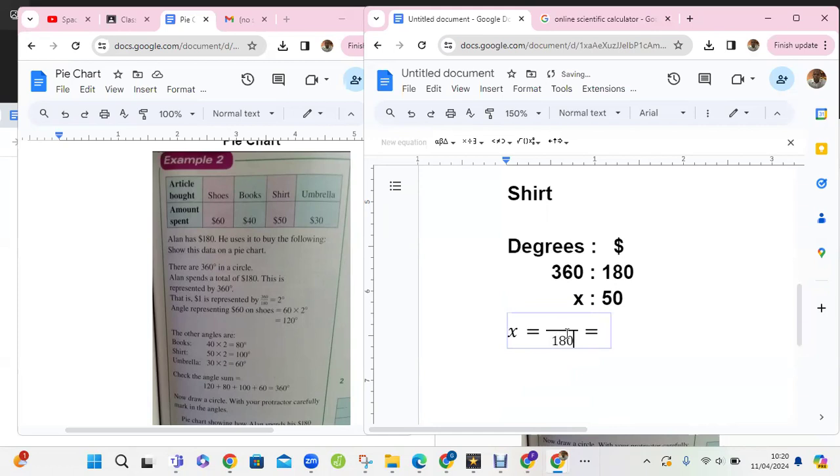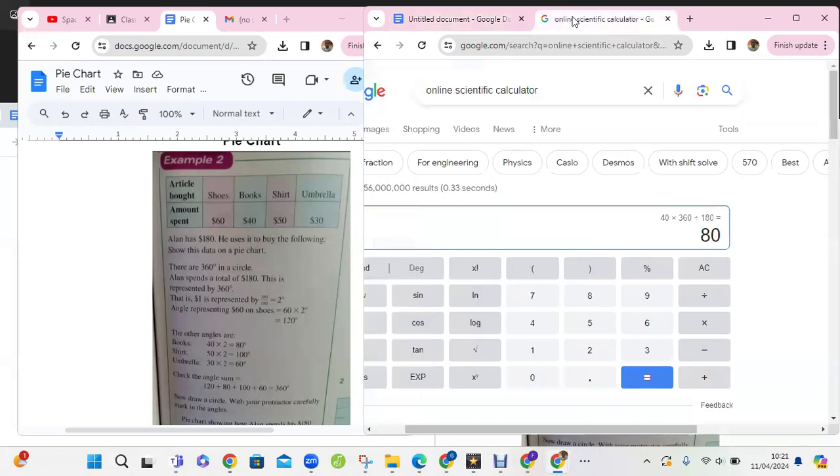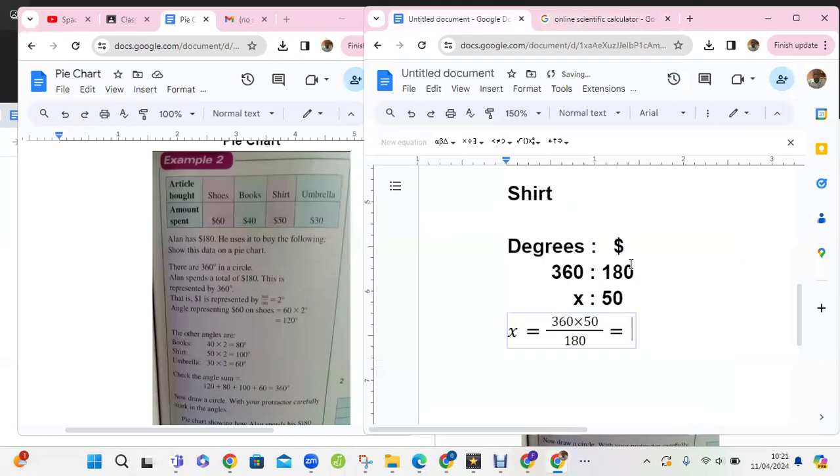And we multiply 360 times 50. You can say 360 times 50, or you can say 50 times 360. Multiplication is commutative. The order doesn't matter. 4 5s are 20, 5 4s are 20. 360 by 50 will give you the same as 50 times 360, but the important thing, you've got to divide by 180. So you use your online calculator, 50 times 360 divided by 180, and that's how they got 100 degrees for shirt, because the degrees are what we are finding. And we repeat the same now for umbrella.